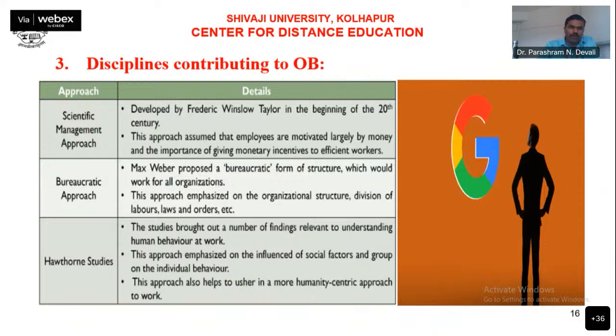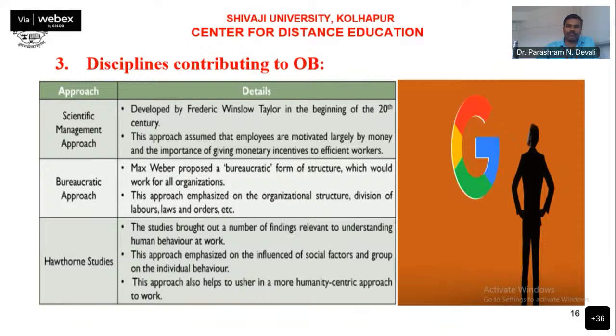Then second approach is bureaucratic approach. Means there is participation of employee in decision making. Max Weber proposed bureaucratic form of structure which would work for all organizations. This approach emphasized on the organization structure, division of labor, and law and order. Means whatever structure is there, we want to follow that structure. We want to have participation of all people in our organization. This we can say is bureaucratic approach.